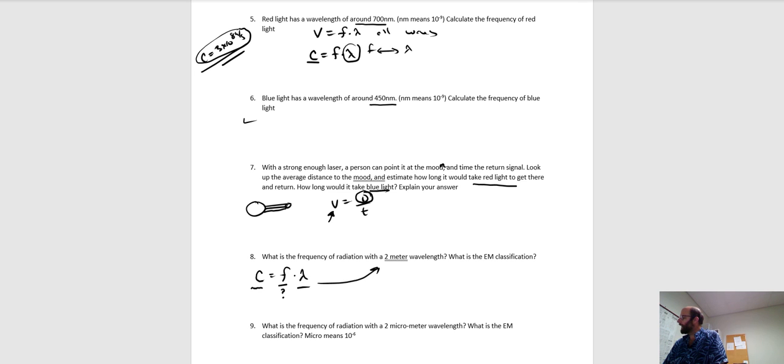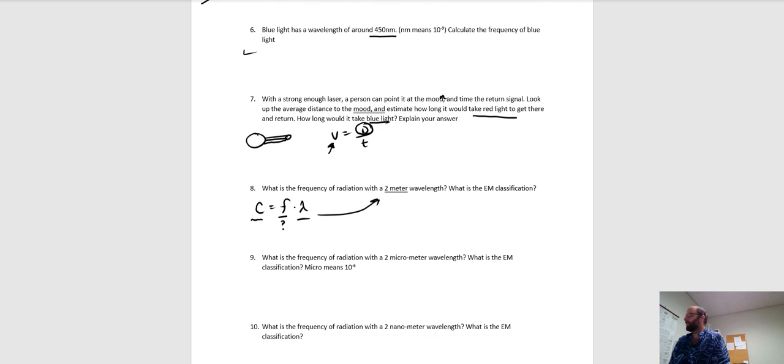All right, number 9. What is the frequency of radiation of a 2 micrometer wavelength? Micro means 10 to the minus 6. So this is a wavelength of 2 times 10 to the minus 6 meters. And again, you're going to use the same formula here to calculate the frequency.